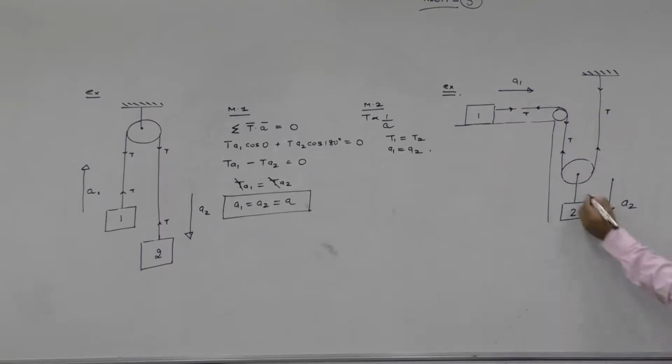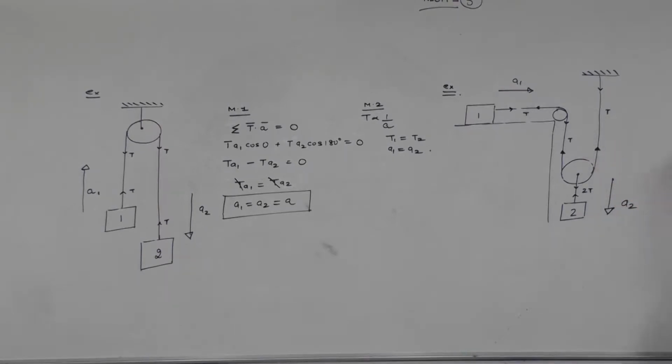So how much will be the tension in this string? 2T. See na? 2T. Baba, this is T and this is T. So to remain in equilibrium, this has to be what? 2T. Look, are you understanding? This has to remain 2T.